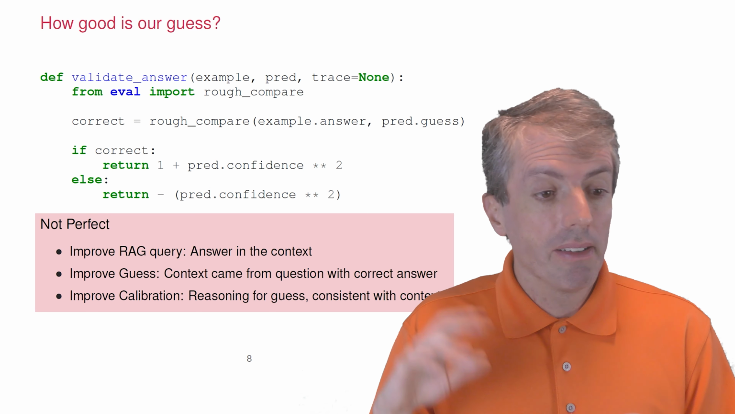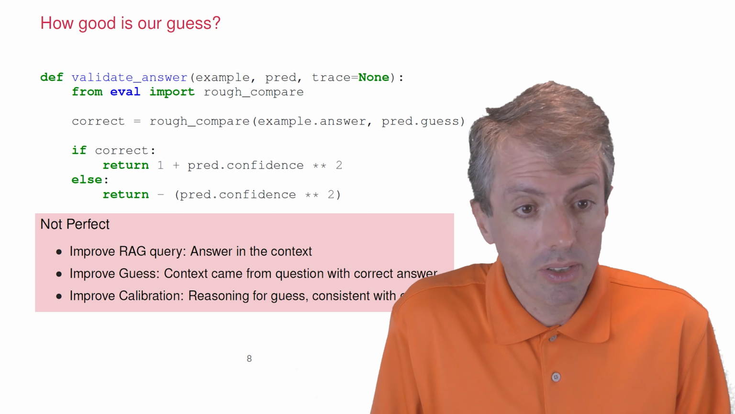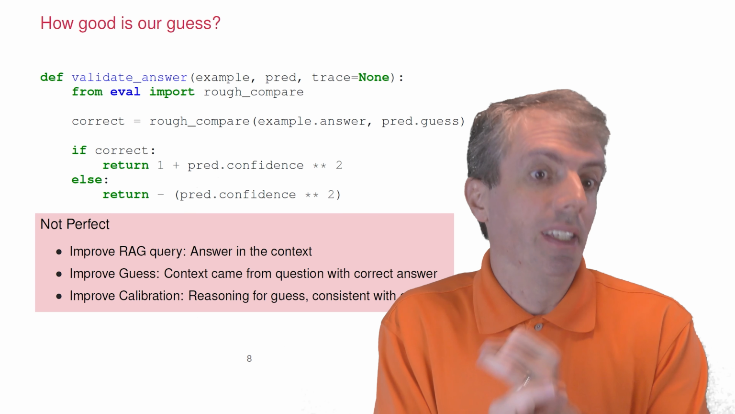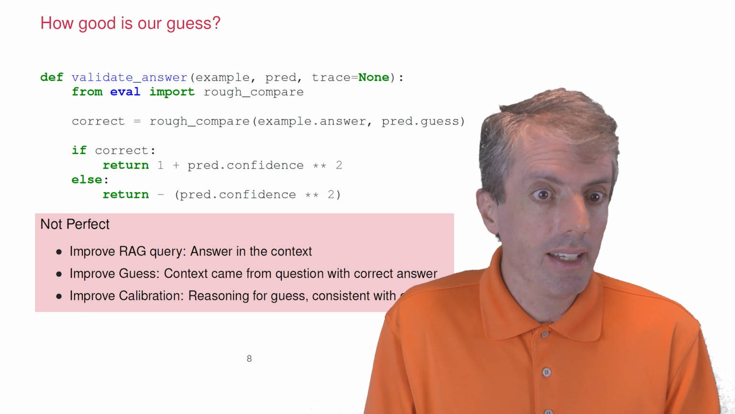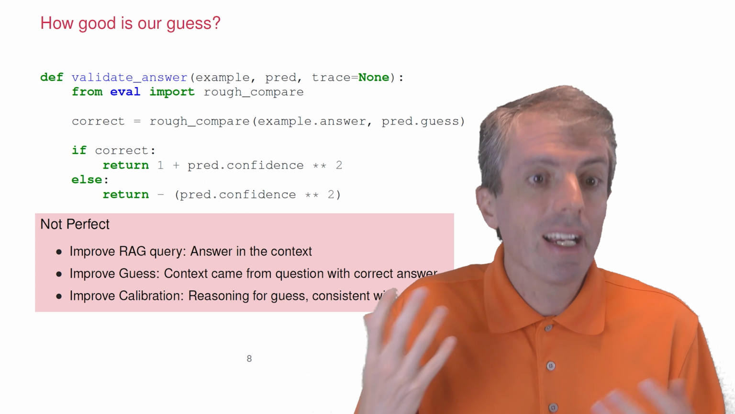One thing that we could do is give more clues for the calibration that it could use to figure out, hey, should I trust this or not? So for example, did the RAG documents that you find support the answer that you gave? If so, you should get a higher score.